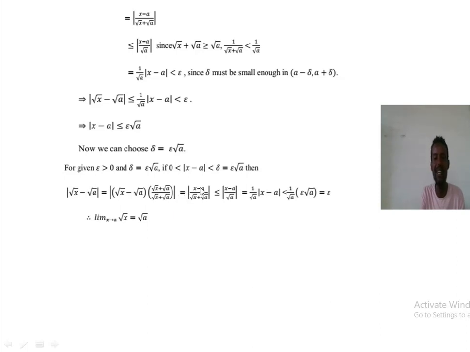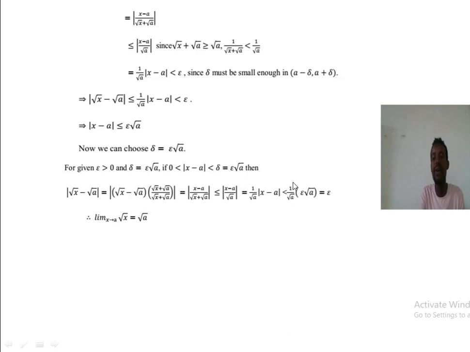Again, this is the same as absolute value of x minus a over square root of x plus square root of a, because when we multiply this, it becomes x minus a. So this term is less than or equal to absolute value of x minus a over square root of a. Since 1 over square root of a is a real number, the absolute value of 1 over square root of a is 1 over square root of a, so we have 1 over square root of a times absolute value of x minus a.